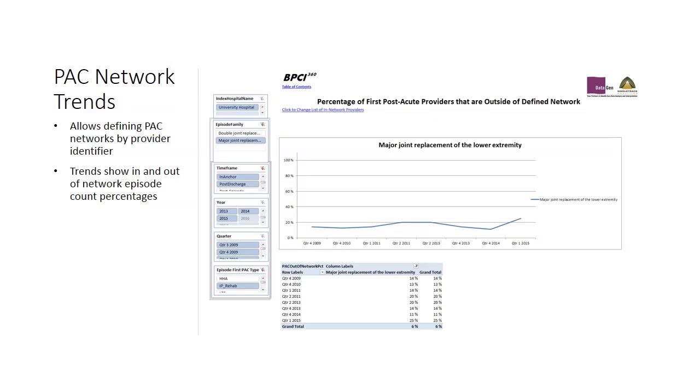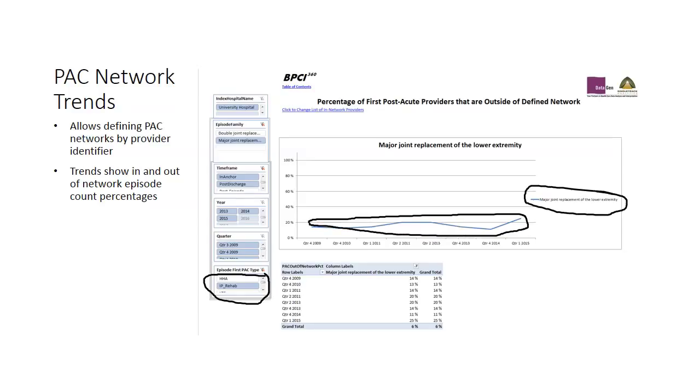We also added a timeline for the percentage of episodes that are out of network. In this case, we're looking at out-of-network utilization for inpatient rehab providers, and you can see from the line that it's floating somewhere around 20% in the episode family that's selected, major joint episodes.